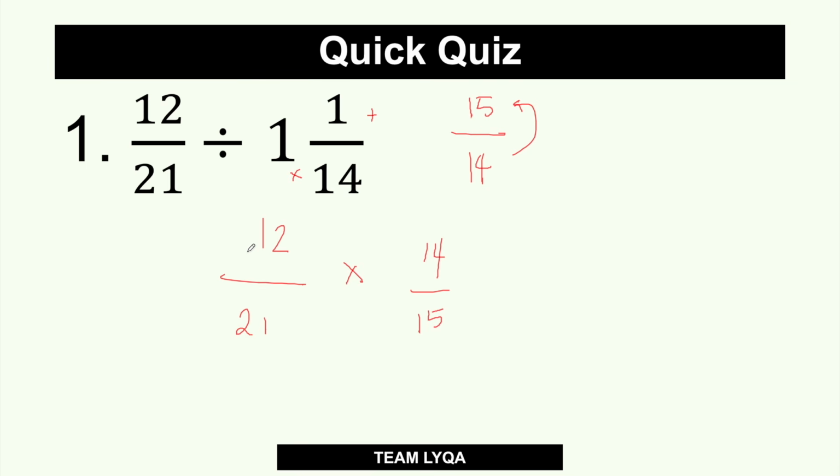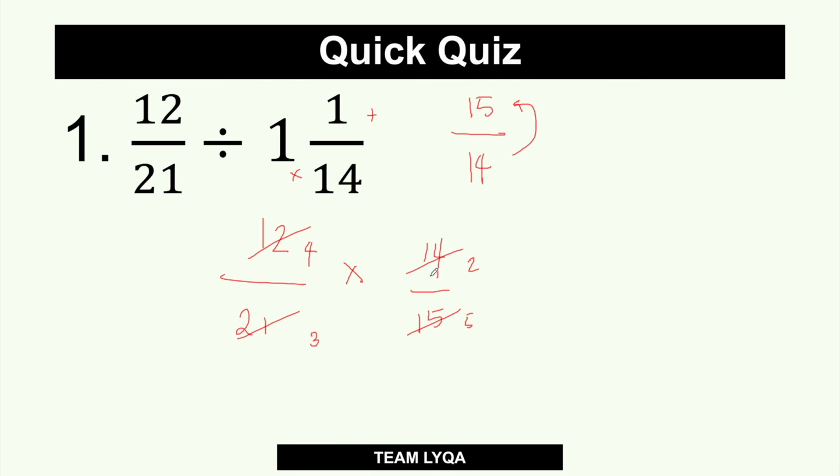Ngayon, if you notice, yung 12 tsaka 15, pareho siyang divisible sa 3. So, you can divide it by 3. Magiging 4 na lang yan. Ito magiging 5. Yung 14 tsaka 21, pwede pa rin natin galawin kasi pareho siyang divisible by 7. So, 14 divided by 7 is 2. 21 divided by 7 is 3.